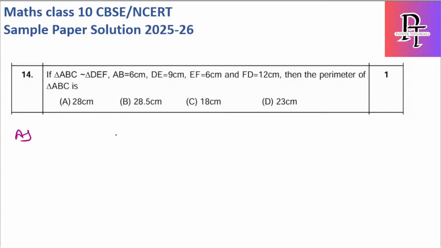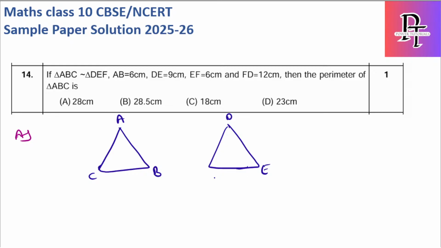So we have two triangles, ABC and DEF, and ABC is similar to DEF. AB is 6, DE is 9, EF is 6, and FD is 12.